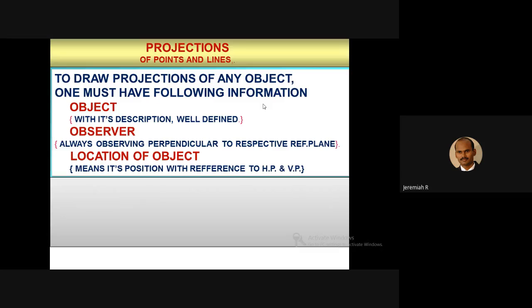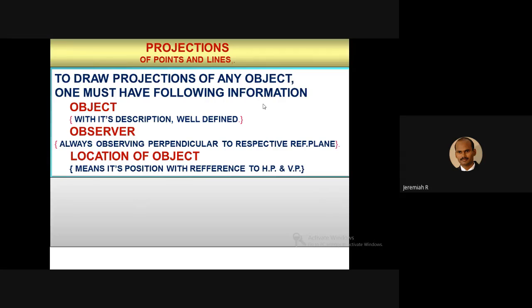So in projection of point, the object is only a point. What is the distance of the point? What is the distance from the x-axis and what is the distance from the y-axis? But here, what is the distance from HP? What is the distance from VP? In the forthcoming slides I will explain what HP, VP and all are. So when you say projection of point or line, you need 3 pieces of information. One is the object. So for a point object, what is the distance?